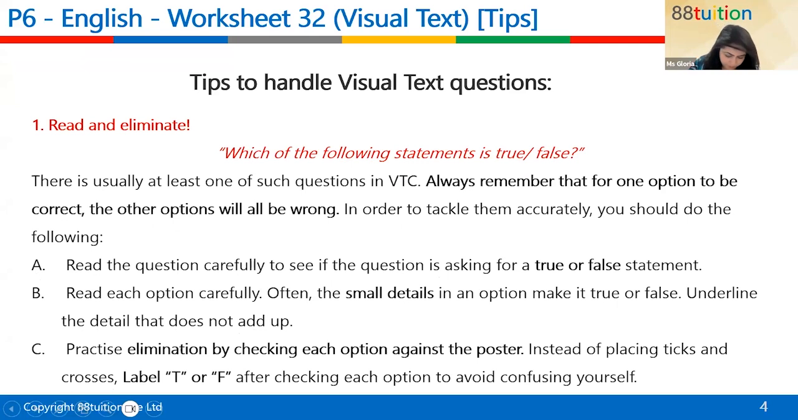Label T or F. Okay. Options. Label T or F. After checking each option, to avoid confusing yourself. Sorry for the disruption.